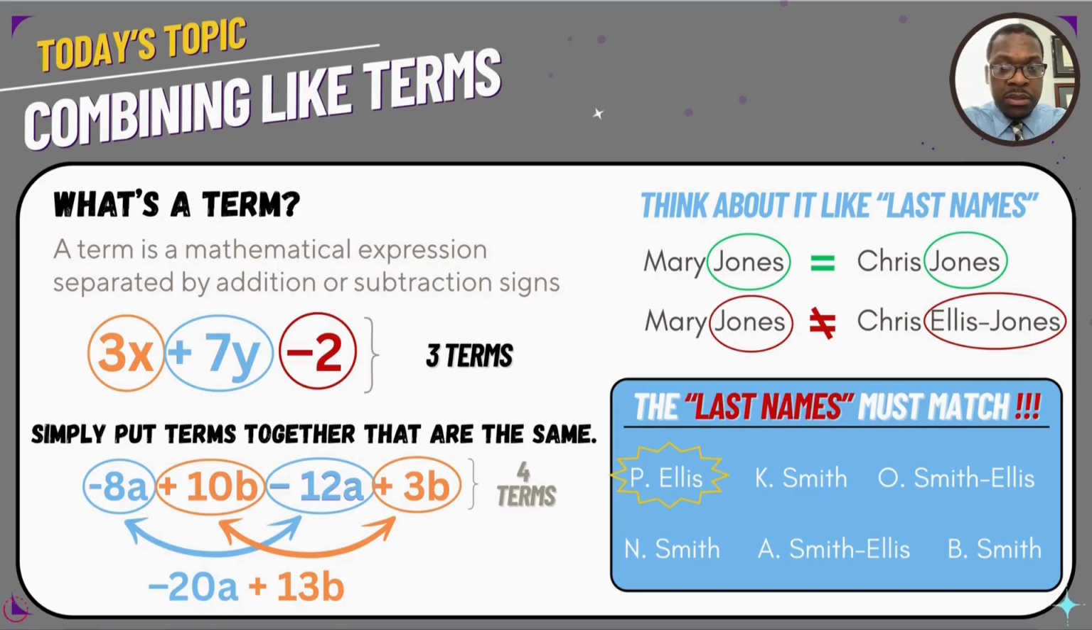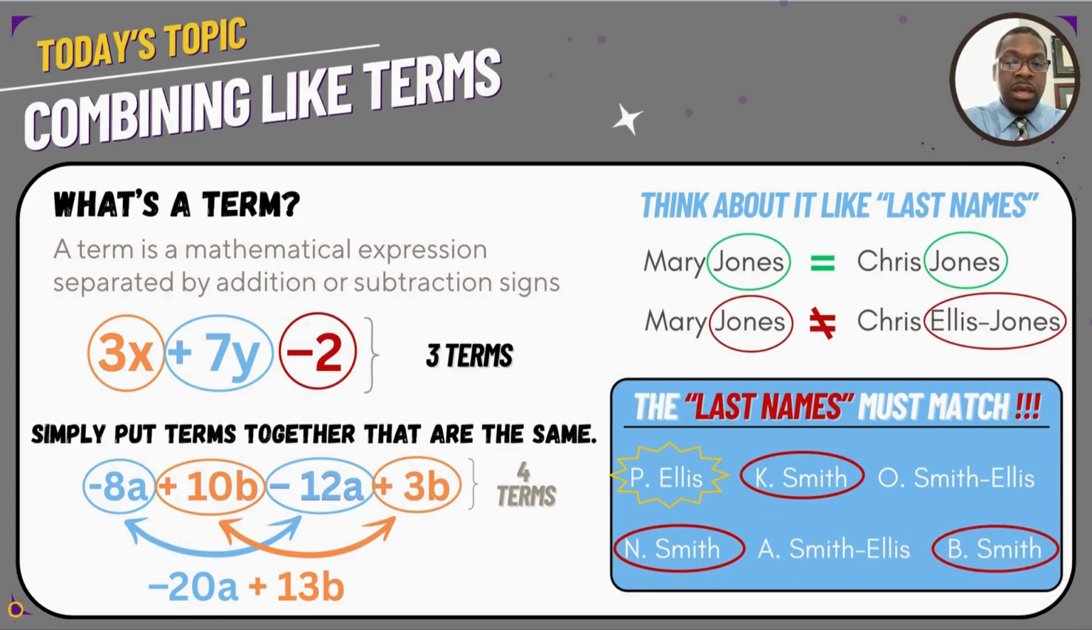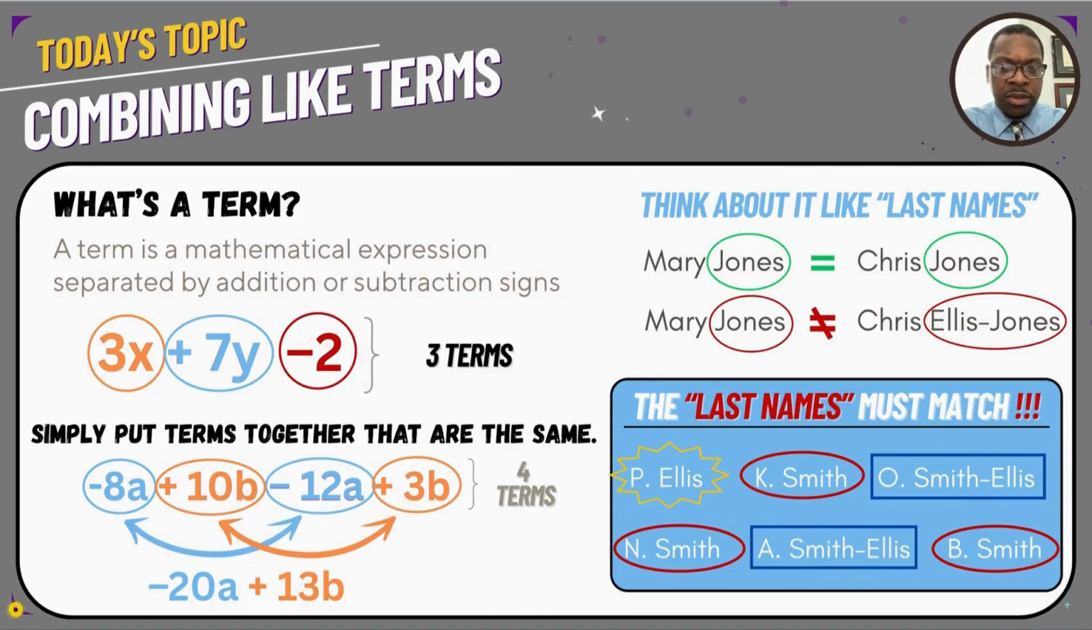All right, let's go to the next person. Let's look at K. Smith. Okay, do we see anyone else with just the Smith last name? We see a Smith Ellis, and that doesn't match exactly. We see an N. Smith, Smith Ellis, no, and we see another B. Smith. Those three match exactly. And the last person is Smith Ellis, and that matches for that person, and it matches here as well. So the last names must match exactly. There can't be any deviation.